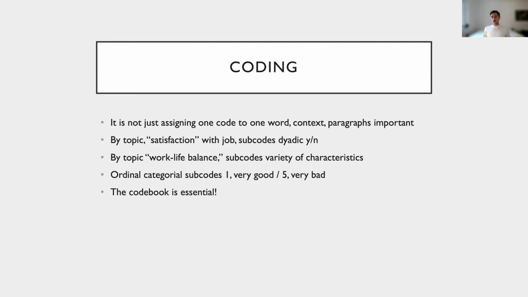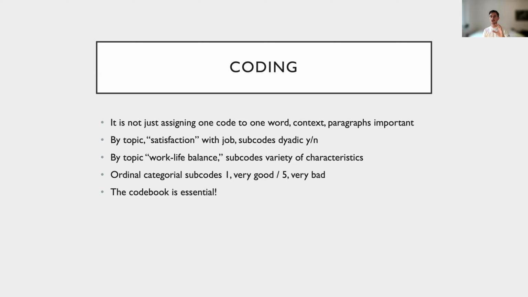Or you go for ordinal categorical subcodes. For instance, something is very good, something is very bad. Or in my case, who said something? Was it the president? Was it the king of a country? Was it a member of parliament? Was it whoever? All of these different things. You can come up with your own system.